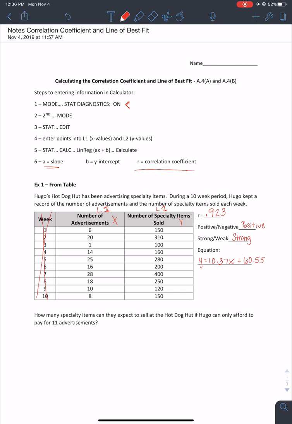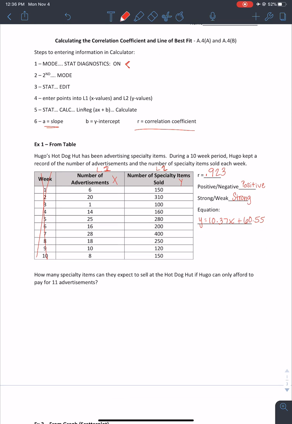That's all the information we can come up with from this table. The correlation coefficient, R, tells us it's a strong positive correlation. So these two things very much have something to do with each other. And the equation for the line that best fits the data is y equals 10.37x plus 60.55.